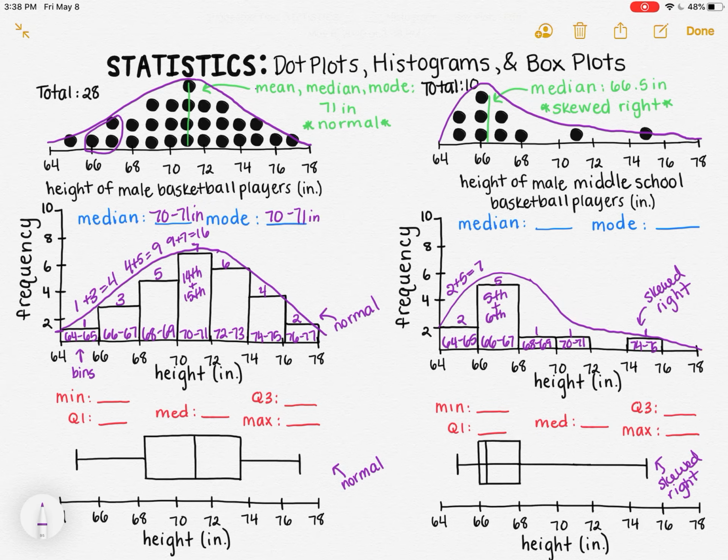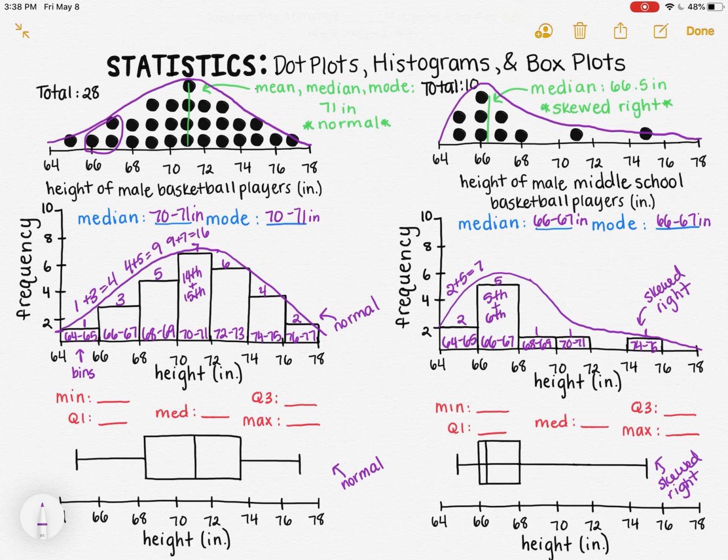So the median must be between 66 and 67 inches, which, as you can see, does make sense because up here we had a median of 66.5 inches in the dot plot. So that matches with what we're figuring out in the histogram. And the mode is where we see the most number of people, or the highest bar, which is the bar with 5 people at 66 to 67 inches as well.